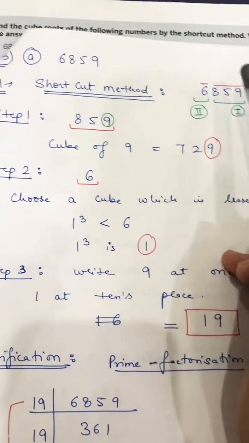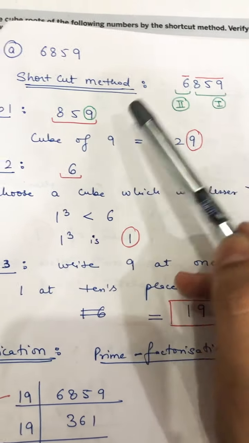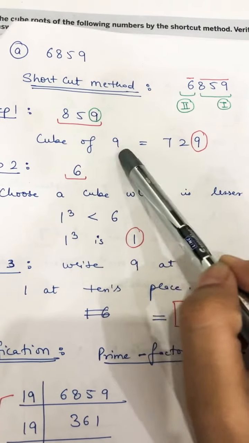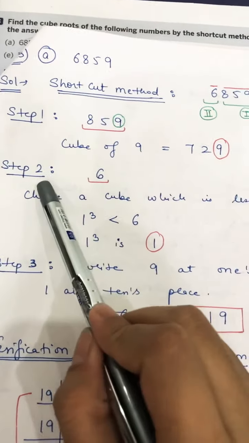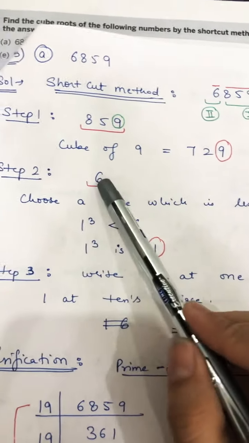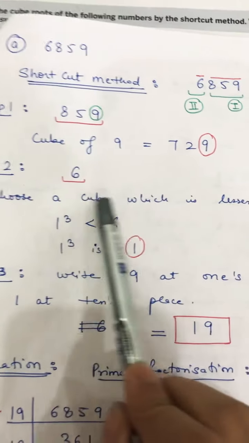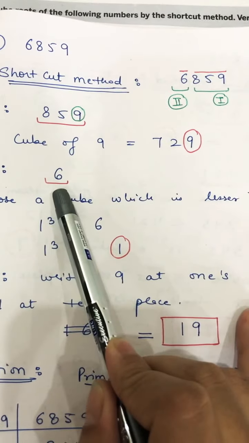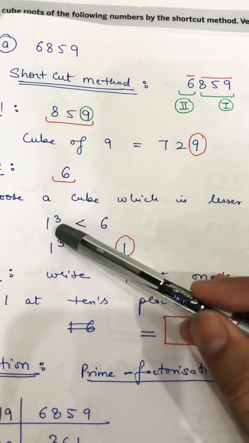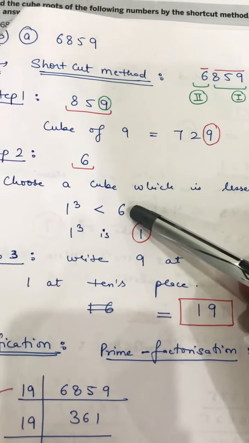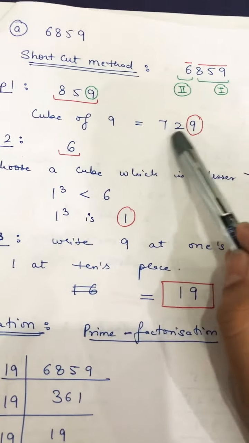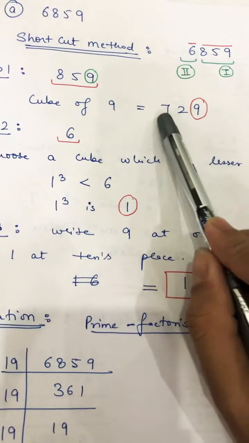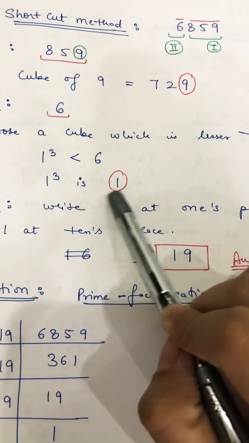Step number 1: from the first group pick up the last digit and take a cube of 9, the last digit, that is 729. Now step number 2: pick up the other group, 6, and check which cube is lesser than this 6. So 1 cube is lesser than 6. There is only 1 cube, so 1 cube is the cube of 1. So here we are having 2 digits. You have to take the last digit from 729 and this 1 digit.